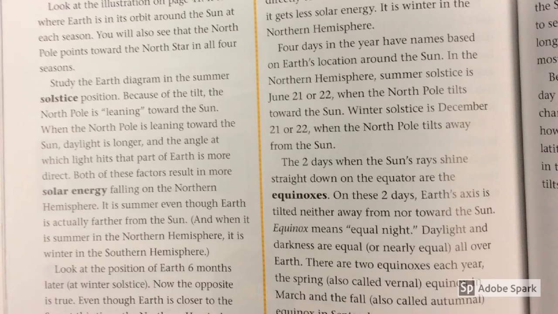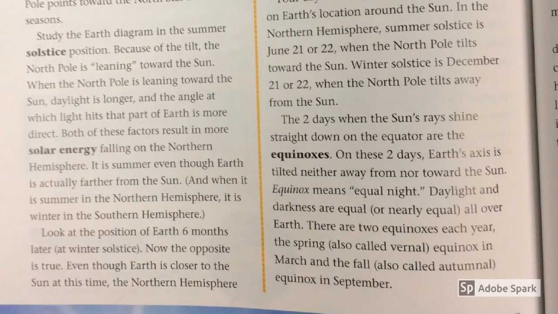4 days in the year have names based on Earth's location around the Sun. In the northern hemisphere, summer solstice is June 21st or 22nd, when the North Pole tilts towards the Sun. Winter solstice is December 21st or 22nd, when the North Pole tilts away from the Sun.